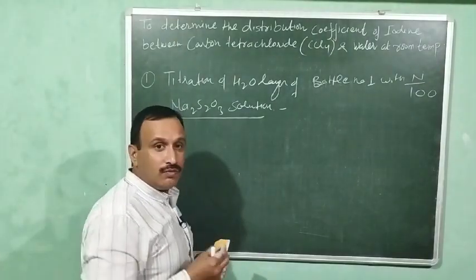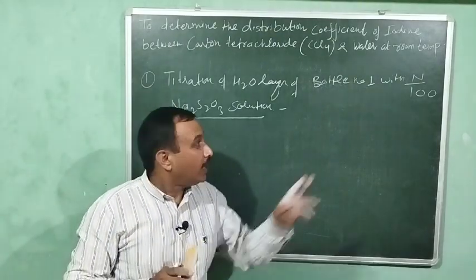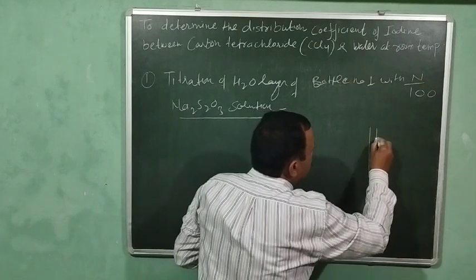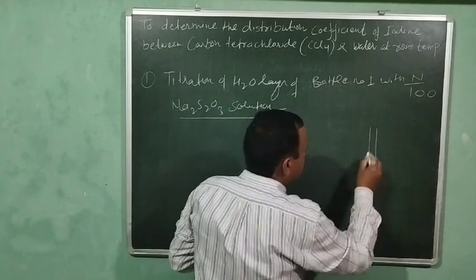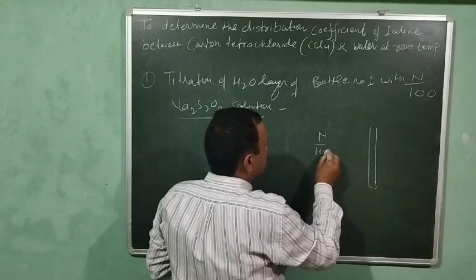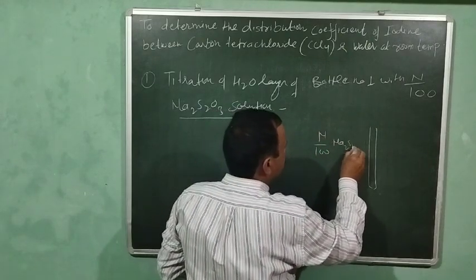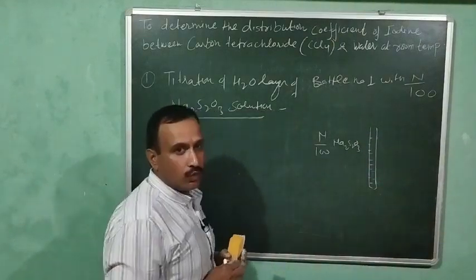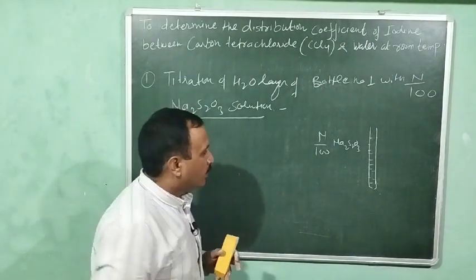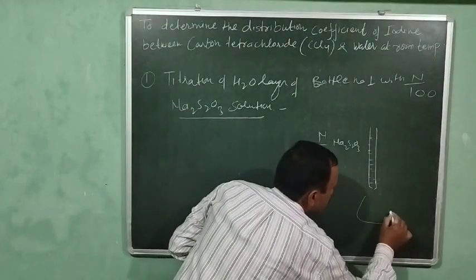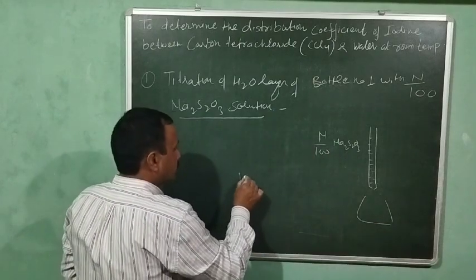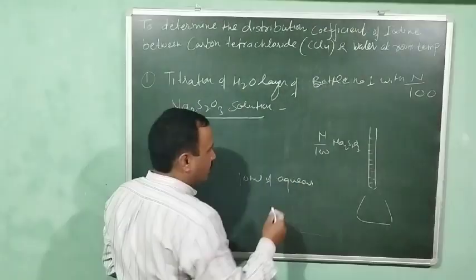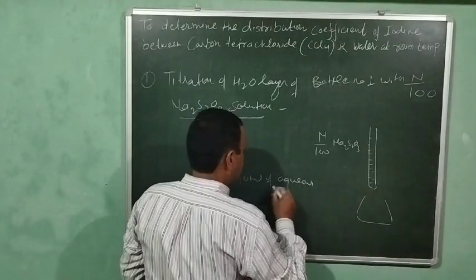In this step again we will rinse and fill the burette with n by 100 sodium thiosulfate solution. तो यहाँ पर again हमने burette में n by 100 sodium thiosulfate solution ले लिया, burette को fill कर लिया, and we again noted the initial reading. Then we take 10 ml of aqueous layer. Aqueous layer या water layer का 10 ml हम titration flask के अंदर लेंगे.